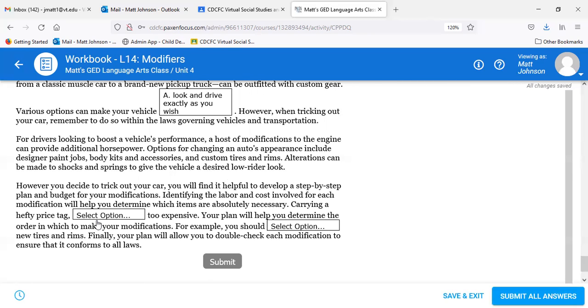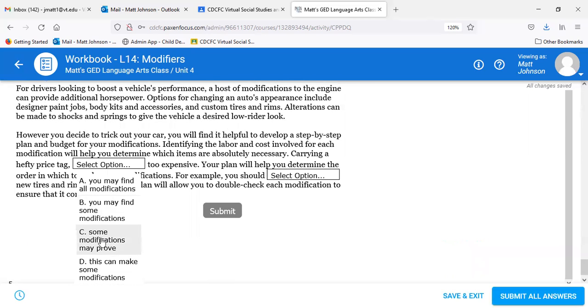However you decide to trick out your car, you will find it helpful to develop a step-by-step plan and budget for your modifications. Identifying the labor and cost involved for each modification will help you determine which items are absolutely necessary. Carrying a hefty price tag, some modifications may prove too expensive.